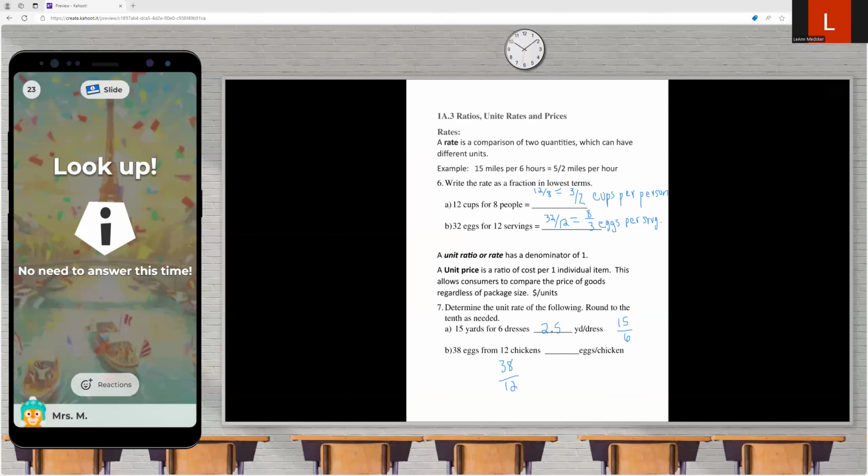They want us to do eggs per chicken. So 38 divided by 12. Notice we're going to have to round this one. This is approximately 3.2 if we go to the nearest tenth. So 3.2 eggs per one chicken. Now, in the real world, a chicken can't lay a part of an egg, but we're just getting these as straight division. Okay. All right, let's clear the ink.